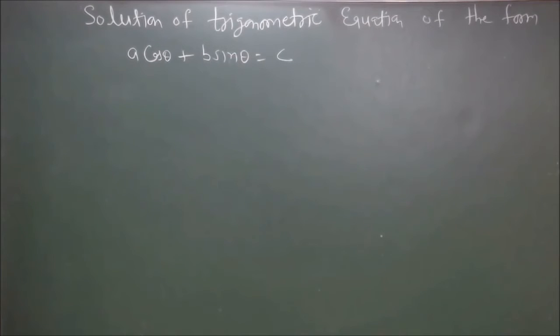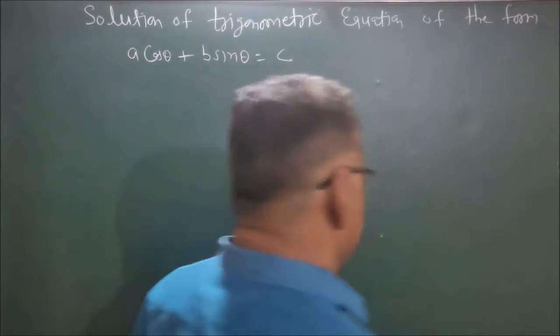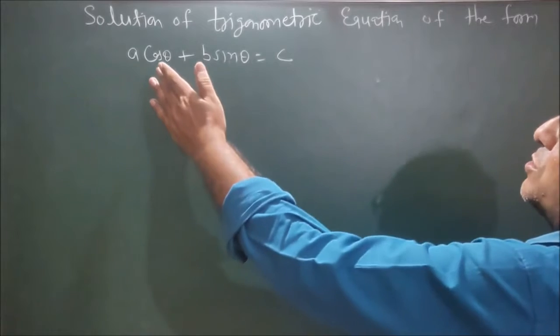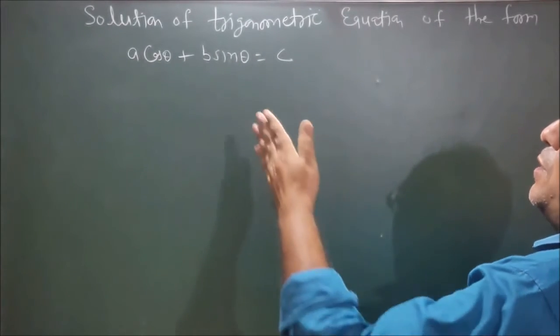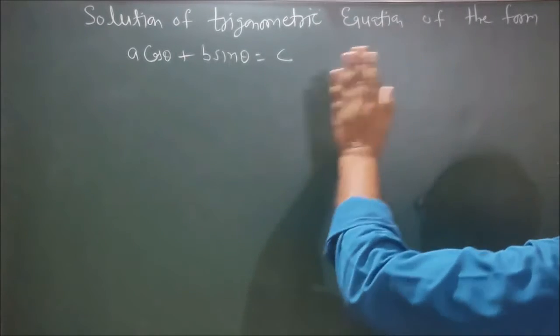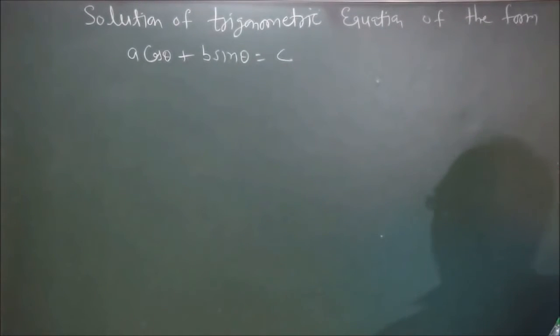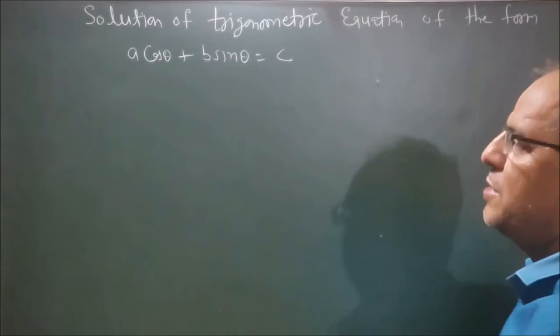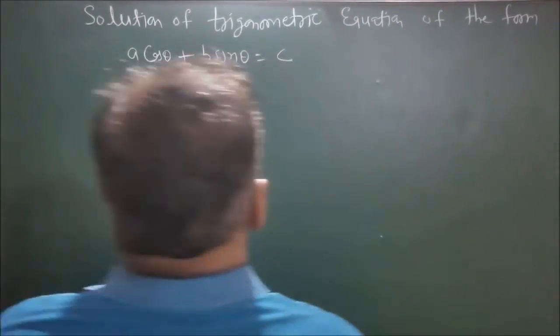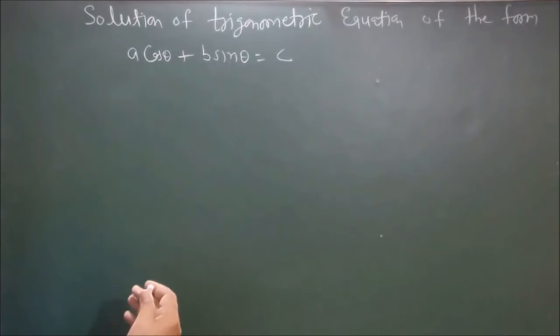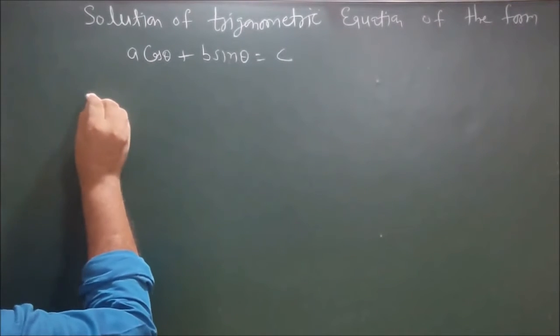Now I am taking another form of the trigonometric equation. a cos theta plus b sin theta equal to c. How can we find the general solution if the trigonometric equations are coming in the form of a cos theta plus b sin theta equal to c? This is the standard form of the trigonometric equation. So how can we solve this type of trigonometric equation?